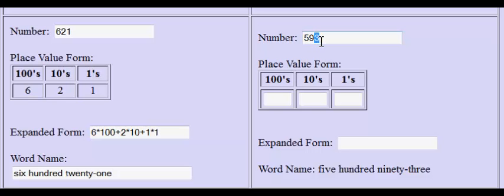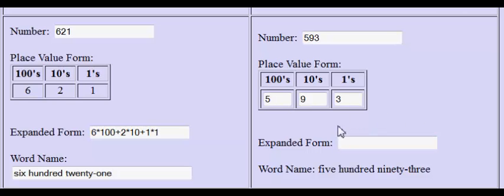The 3 is in the ones place, meaning I have 3 ones. The 9 is in the tens place, meaning that I have 9 tens. And then the 5 is in the hundreds place, meaning that I have 5 100s. And again, if you're familiar with base blocks, you may want to think of this as we have 3 units, 9 rods, and 5 flats.